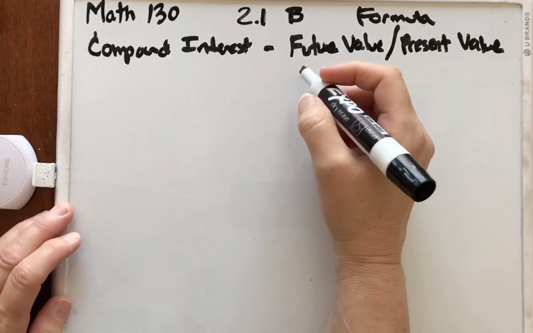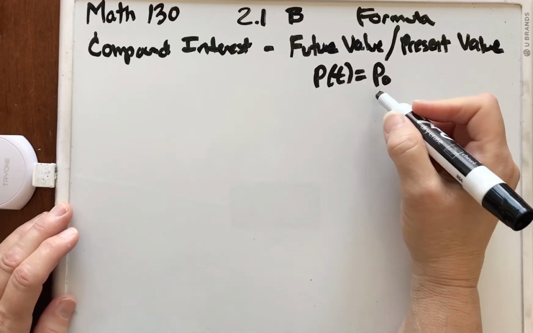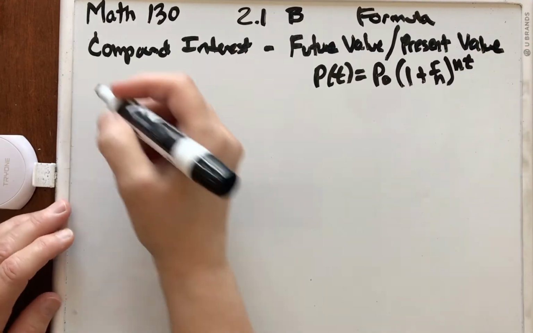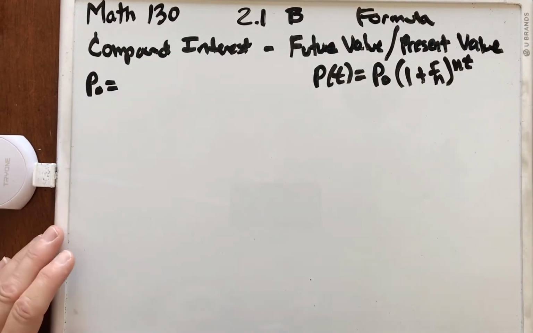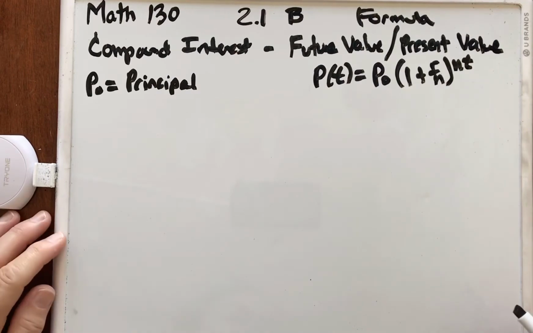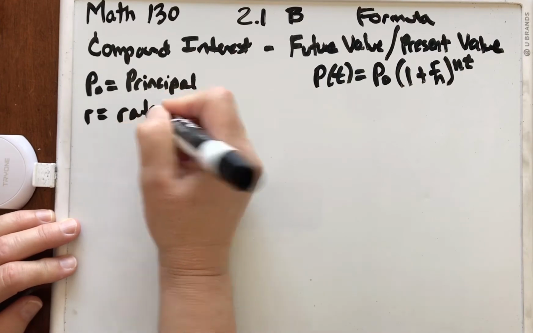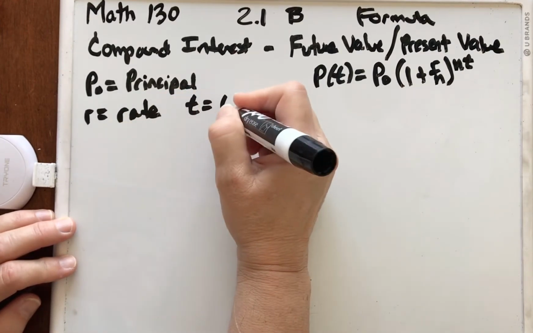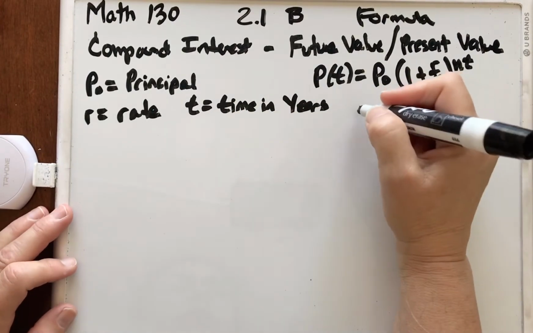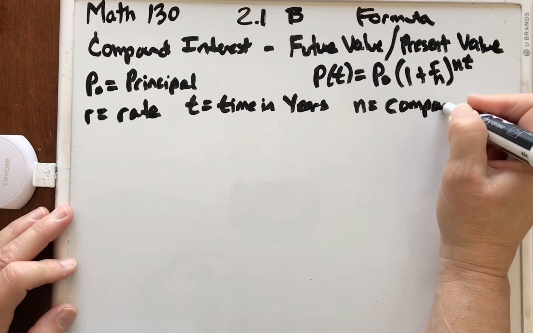Okay, and that is P of t equals P naught, which is our initial value, 1 plus R over N to the NT. Okay, so let's go ahead and define. P naught is our principal, the original amount that we're investing or borrowing, depending what you're doing. R is the rate. T is time in years. And N, we call it our compounding period. So I'm just going to write compound period.